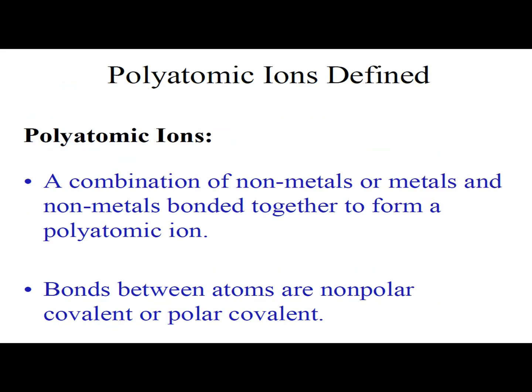All right, our polyatomic ions that you all remember and love so well are actually a combination of nonmetals, or metals and then nonmetals, bonded together to form a polyatomic ion. The polyatomic ion acts as an ion, but that entire molecule is often held together by covalent bonds. The bonds between the atoms are generally nonpolar covalent or polar covalent.